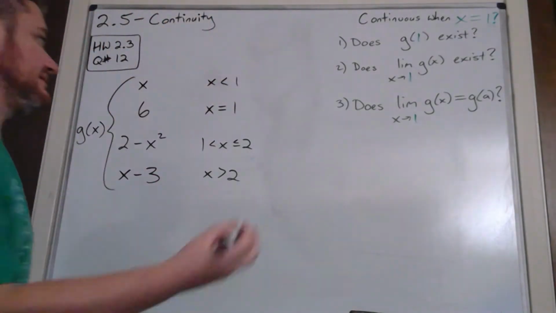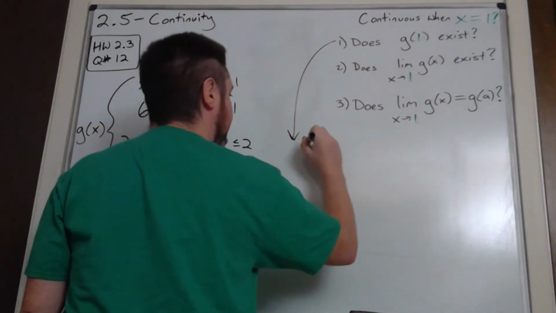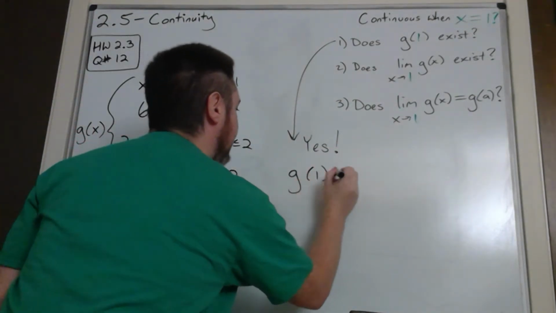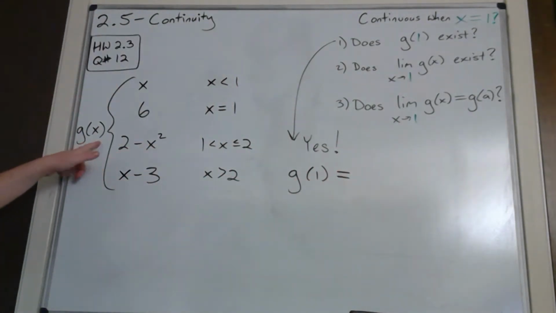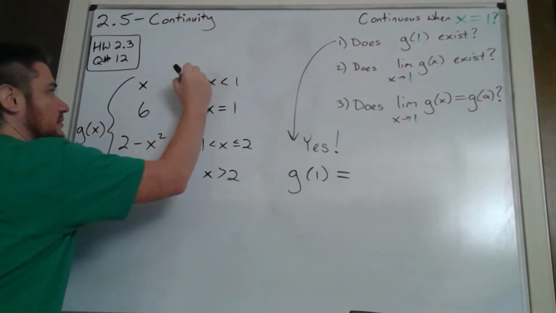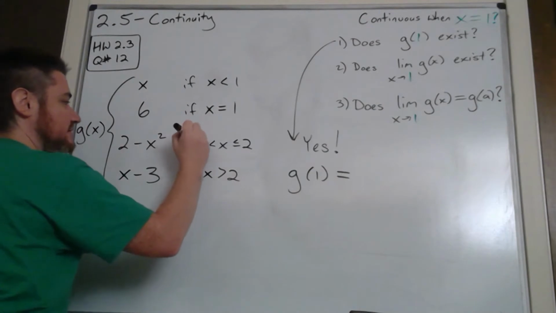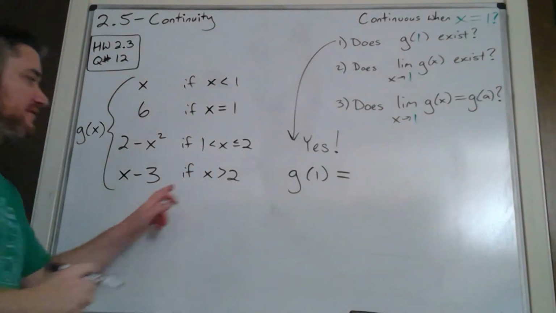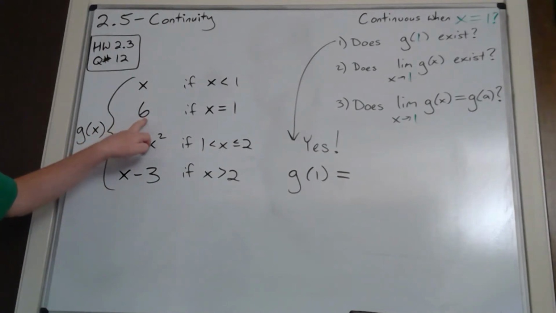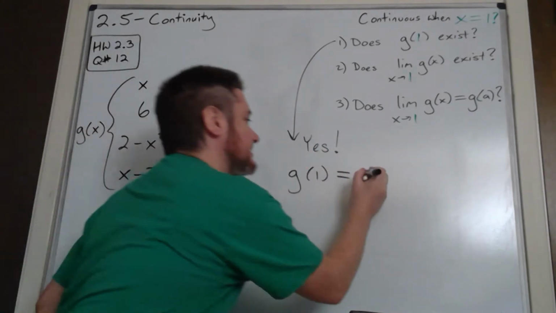Does g of 1 exist? First of all, yes, if I'm answering the question, it exists. G of 1 is equal to... so g function, if the input is 1, and on the homework or in WebAssign, all of these have if statements. So if you prefer the if statement, if x is 1, then g of x is going to be this 6, right? That's the way we read those things. So g of 1 is 6.